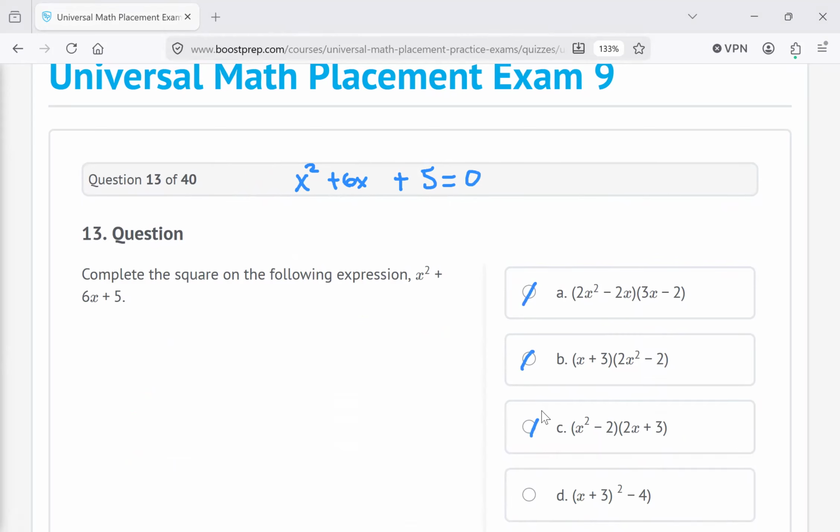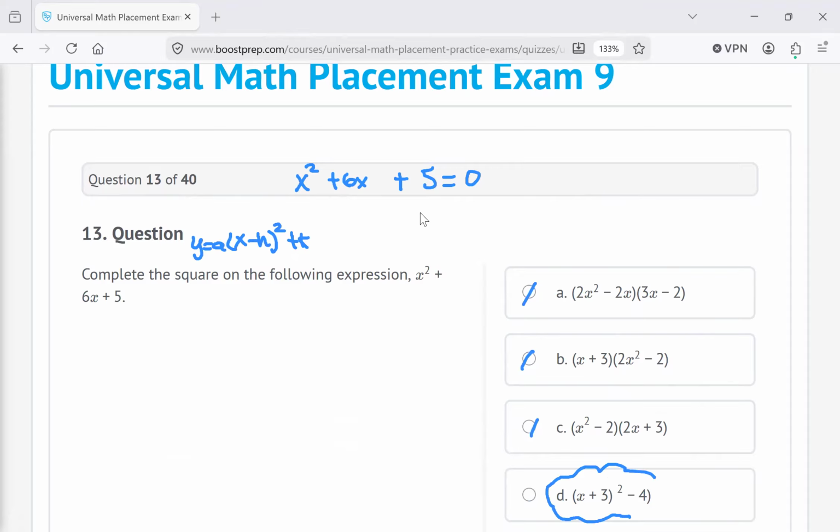Completing the square is going to be in the form of a vertex form, right? It's usually in this form: y equals a times parentheses x minus h squared plus k. As you can see, none of A, B, and C are in this form, so you can eliminate them and you're left with D. If you're really lost, that's what you could have done. So it is D, but how did we get this answer?